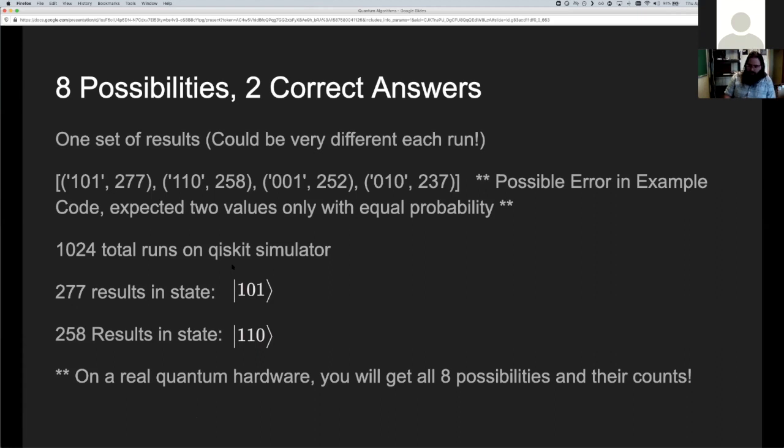But on the real quantum hardware, you're going to get every possibility because there's usually going to be some count for each of the possibilities. So in this case, say I had 8 possibilities, I'm going to get numbers for all 8 possibilities. But if it's done the way I expect it and what I want, the highest count should go to the higher probability, so to speak, should go to what my expected results are.